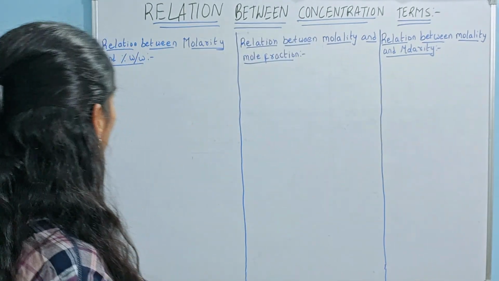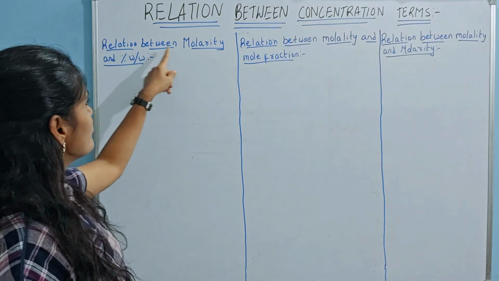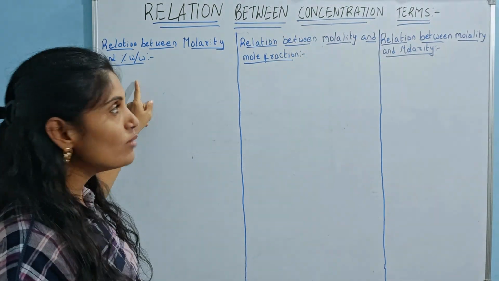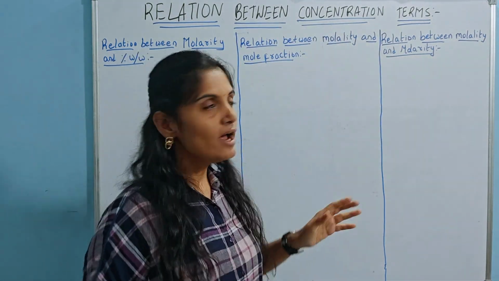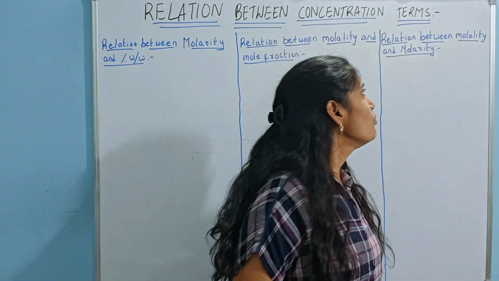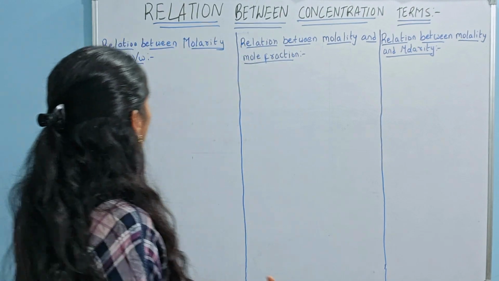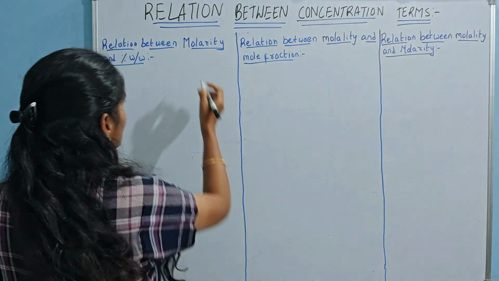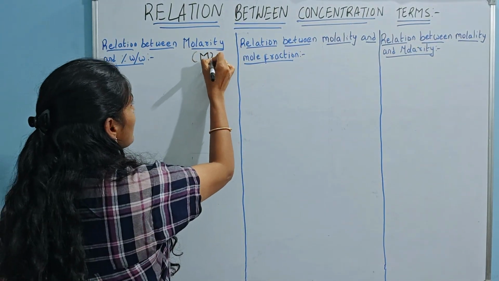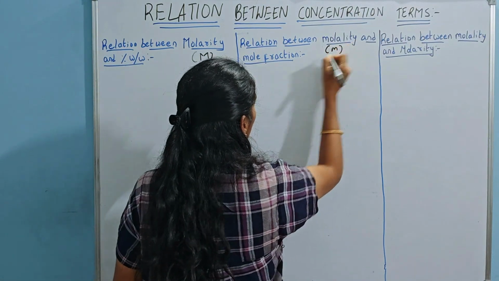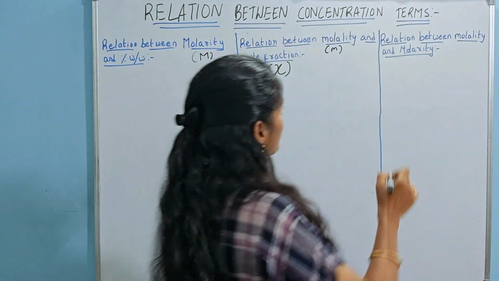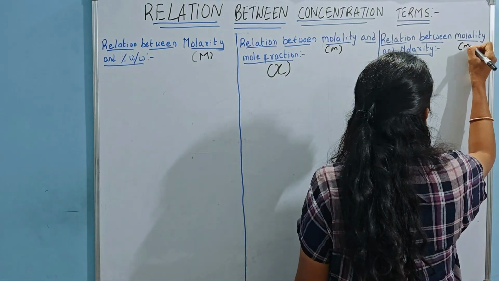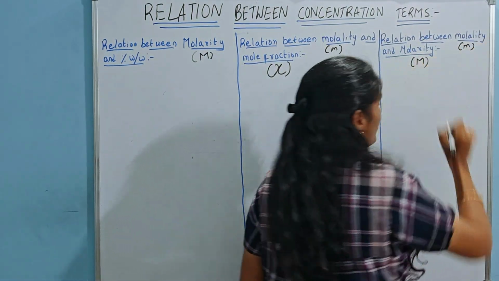Now we have three categories in this. The first will be the relation between molarity and percentage weight by weight. The next will be the relation between molality and mole fraction, and the last one is the relation between molality and molarity. Now I will go according to the symbols. You people know molarity is capital M, molality is small m, and mole fraction is chi. Now here it is small m and here it is capital M.